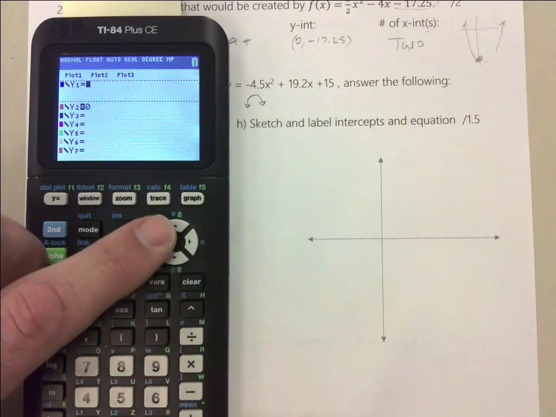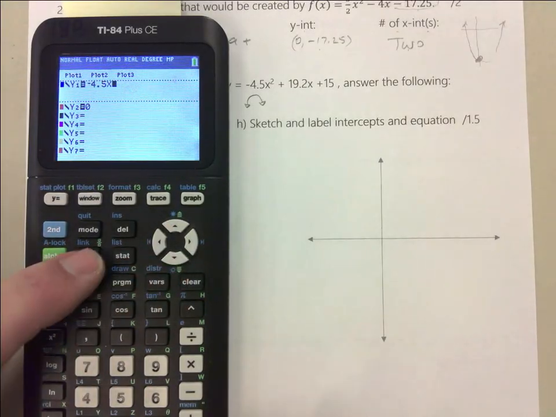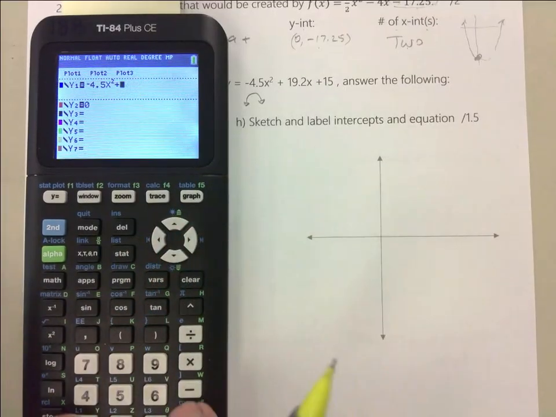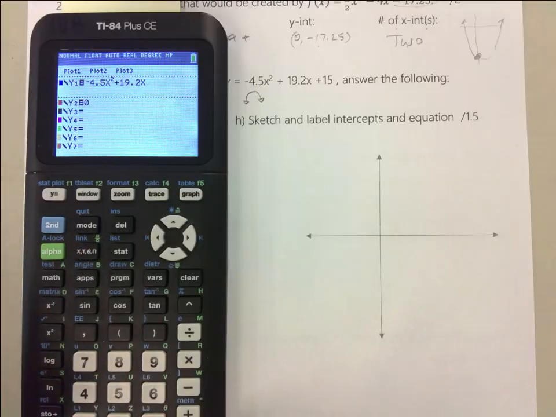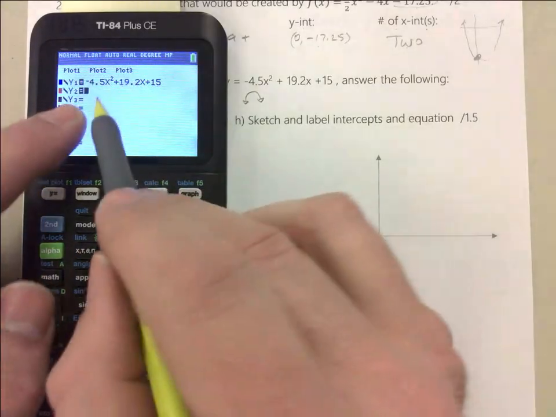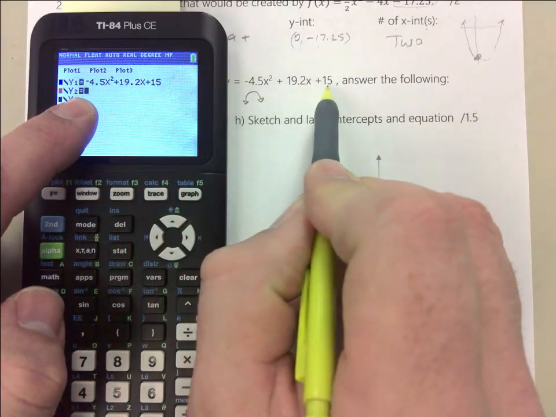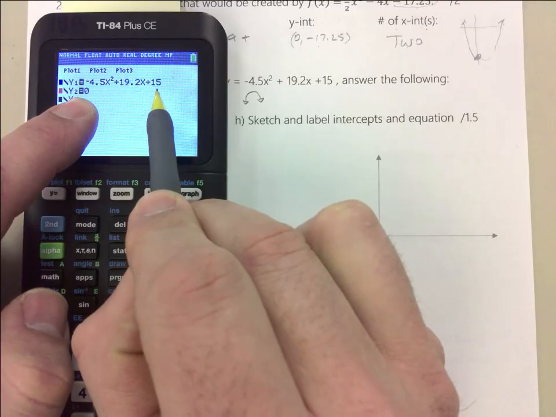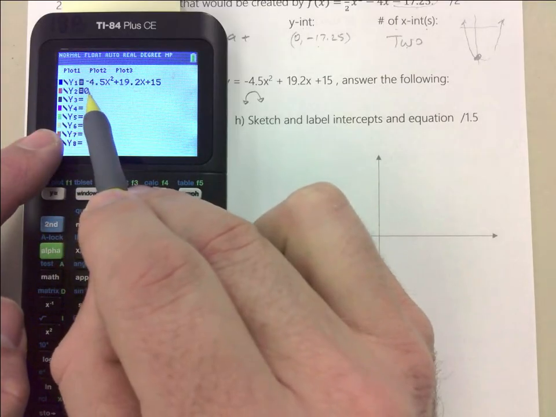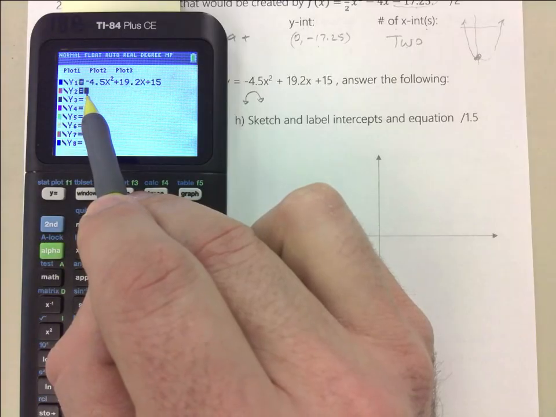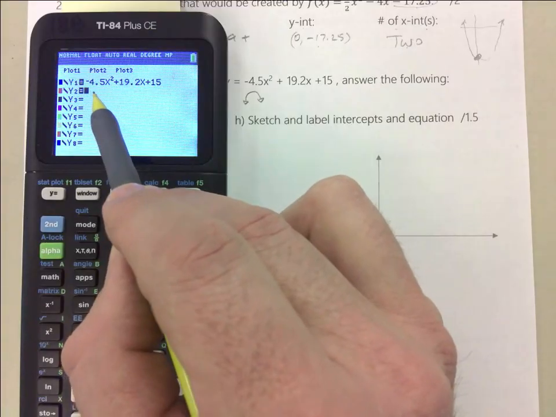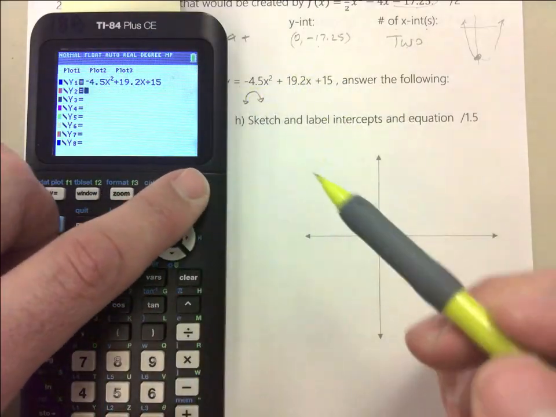I'm going to clear this. I'm going to go negative 4.5 x squared plus 19.2x. Make sure you take the time before you graph and make sure you didn't miss anything. Because even if you're off by a little bit, it's going to affect you. I let it be 0 most of the time because I know I'm going to find the x-intercept, so I just do that automatically. So let's graph them both.